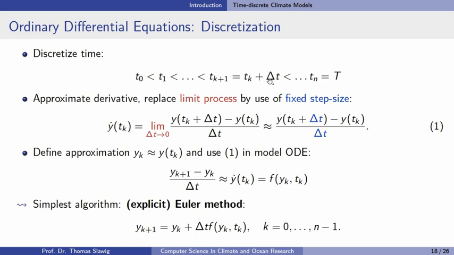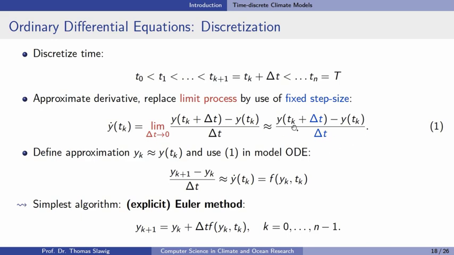Then we choose a time interval, a time step, which is always the same, and then we just take some time instance, let's say 1 year, for example, for our energy balance model. And then we approximate the derivative. So we replace the limit process in the definition of the derivative with a fixed step size delta t.